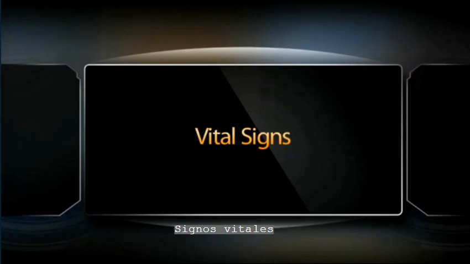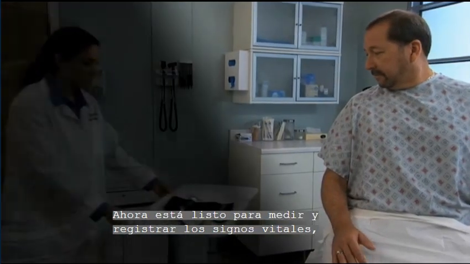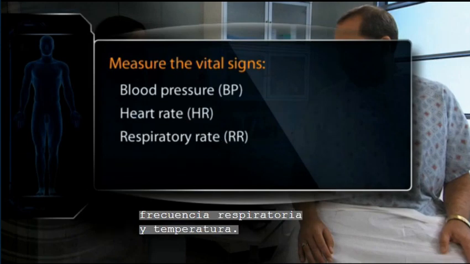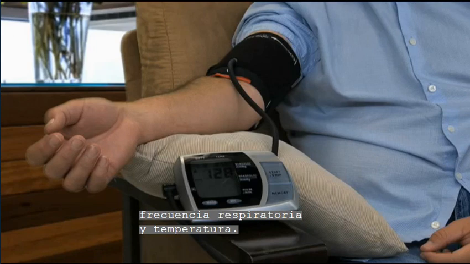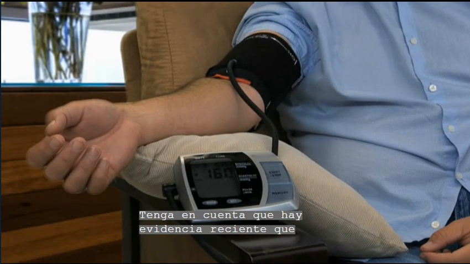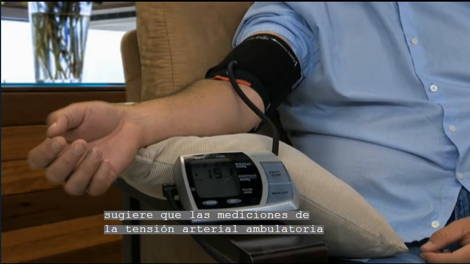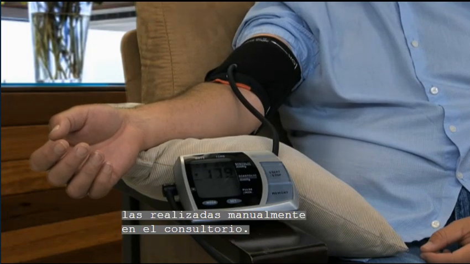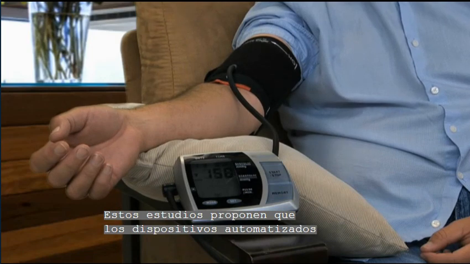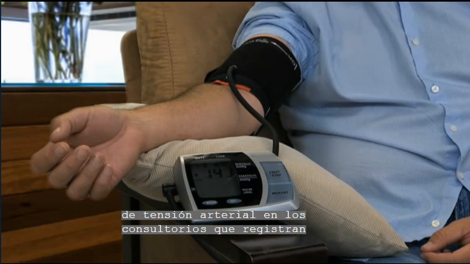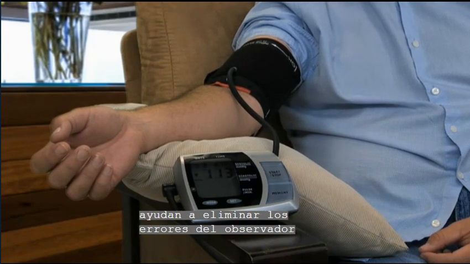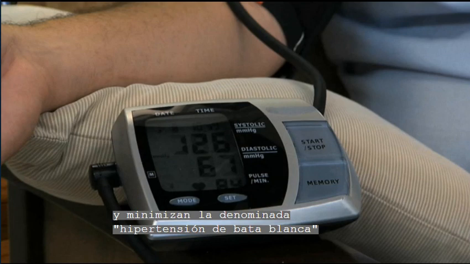Now you are ready to measure the vital signs, which include blood pressure, heart rate, respiratory rate, and temperature. Note that recent evidence suggests that home and ambulatory blood pressure measurements are more accurate than manual measurements taken in the office. These studies propose that automated office blood pressure devices that take and average the results of 5 or more readings help eliminate observer error and minimize white coat hypertension caused by patient anxiety.